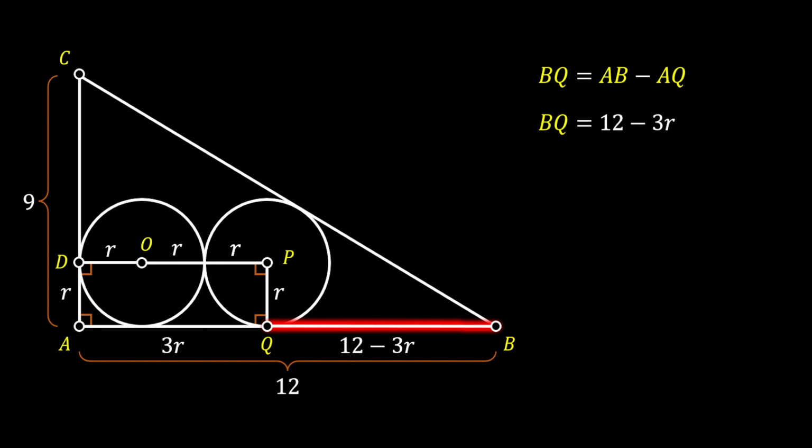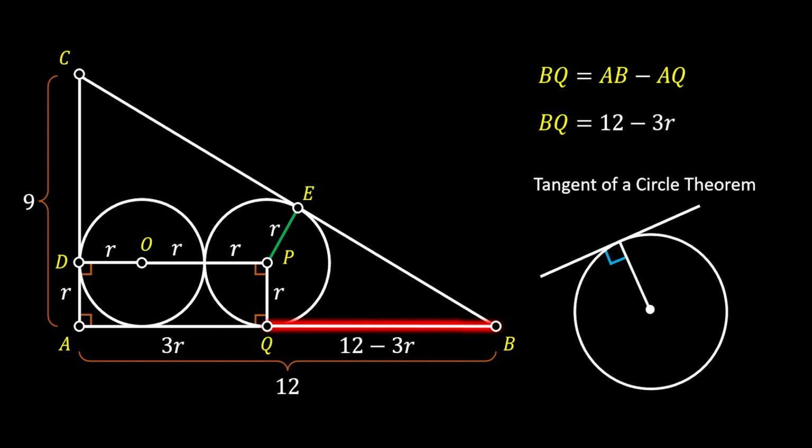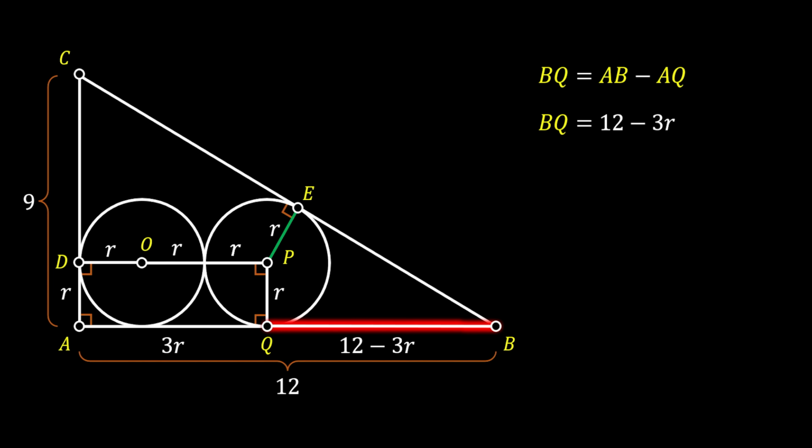Now let's pull another radius of the right circle from the point P, but this time to the hypotenuse CB. And we will mark the intersection point between the circle and the hypotenuse as E. Again, we will use the tangent of a circle theorem, since the hypotenuse BC is the tangent to our right circle. That means that the angle at the point E must be the right angle.